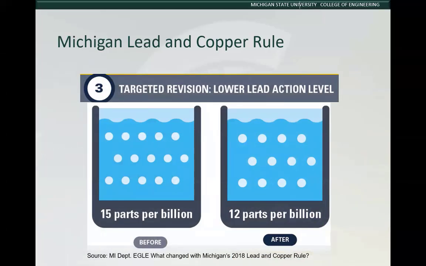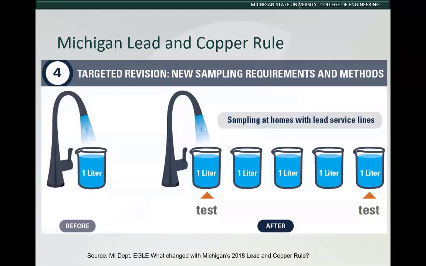It also changed the regulatory limit. There was a big debate with this, what level it should be set at. It was decreased from 15 down to 12. The health communities wanted it lower, but as often happens with legislation, there's negotiations and compromise, so it was set at 12. The other difference is how the testing is done.